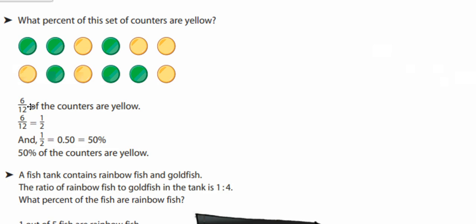An equivalent fraction of 6 over 12 is 1/2, because I can divide the top number by 2 and the bottom number by 2. And so 1/2 is telling me half of 100, which is 0.5. Oftentimes we think of, if you have half of something, you have 0.5 of something. That's something we're pretty familiar with. And that is 50%. So 50% of the counters are yellow in this case.